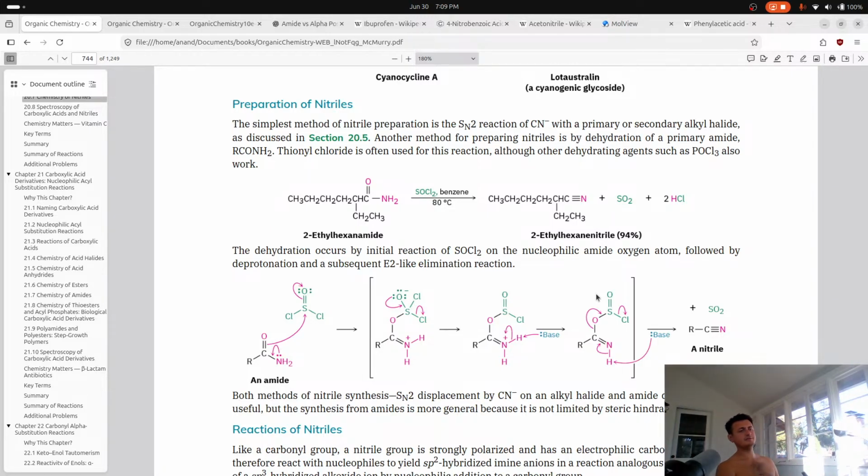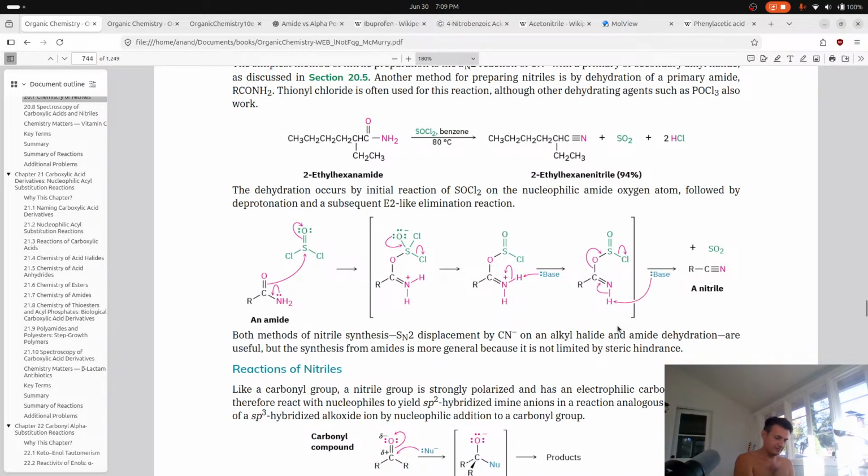Really? Does that happen? That doesn't seem like a particularly acidic proton. Plus sulfur dioxide. All right, so here we go. We have our nitrile.